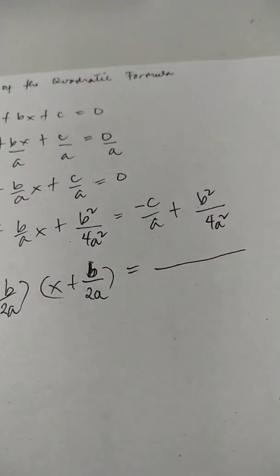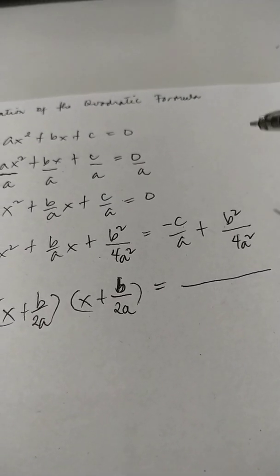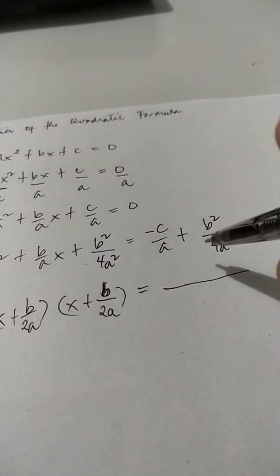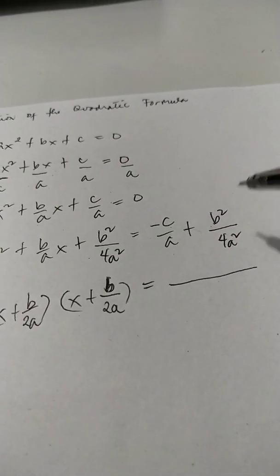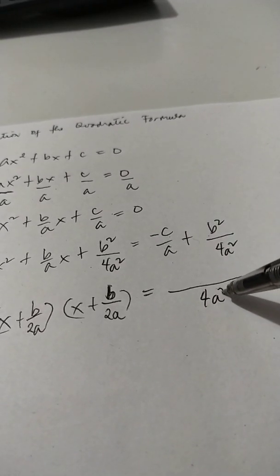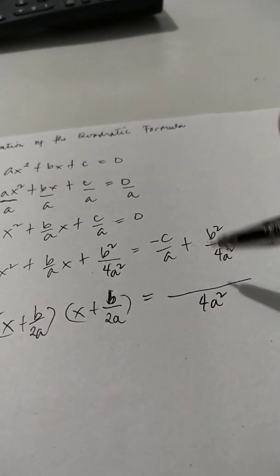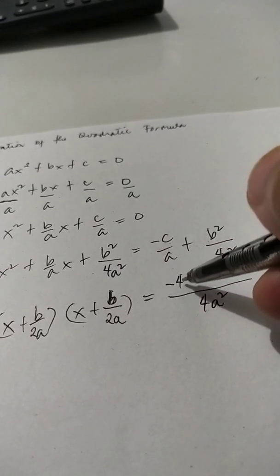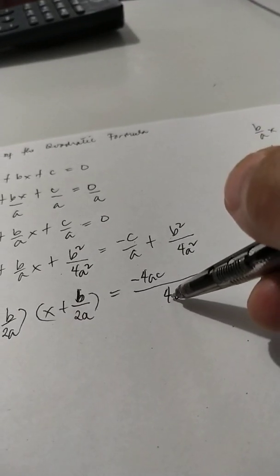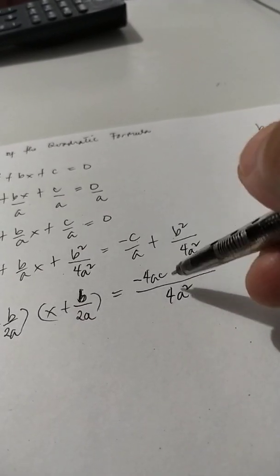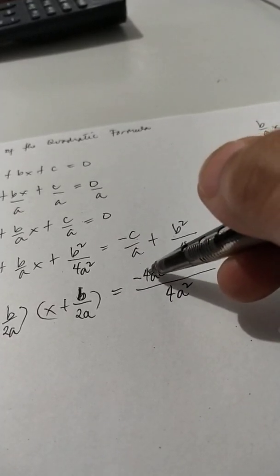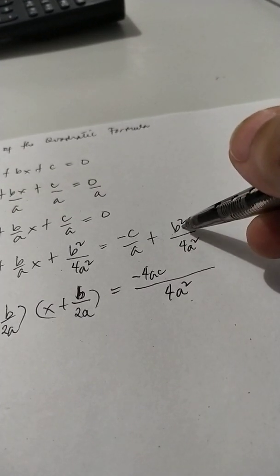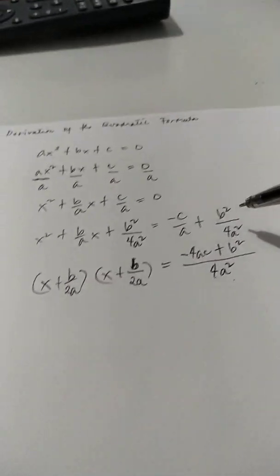Equals, these are considered dissimilar fractions. We need to have an LCD. The denominators are a and 4a squared. The LCD is 4a squared. 4a squared divided by a is 4a times negative c. We have negative 4ac. I'll repeat. 4a squared divided by a is 4a times negative c. We have negative 4ac. 4a squared divided by 4a squared is 1 times positive b squared. We have positive b squared.